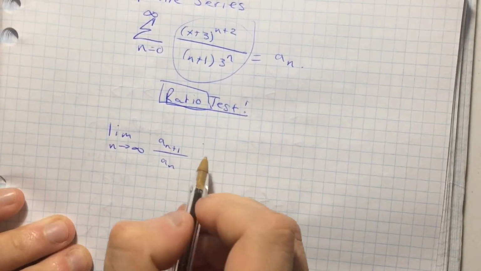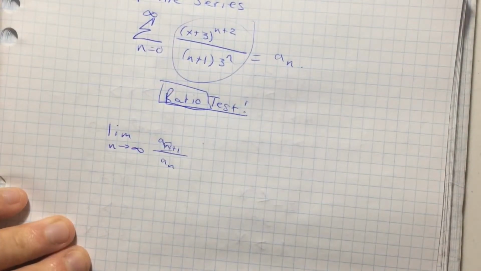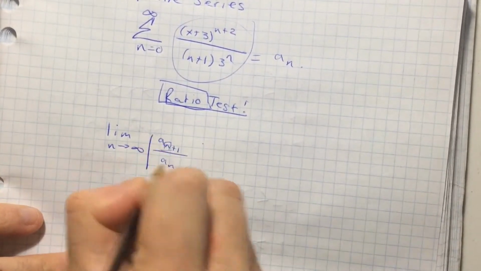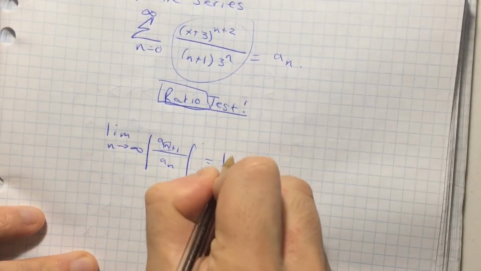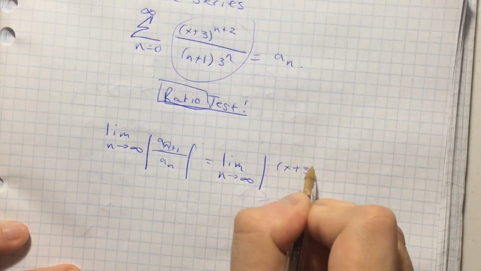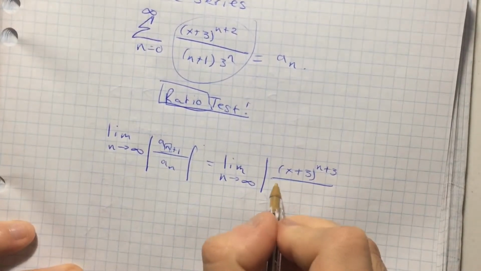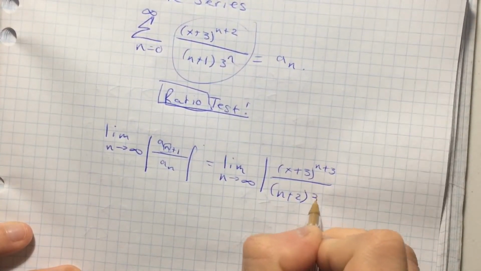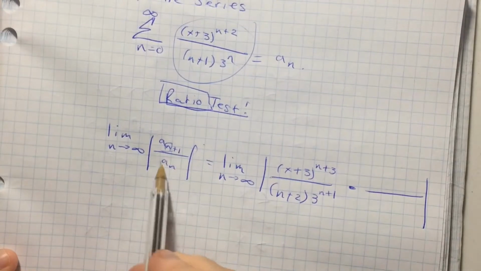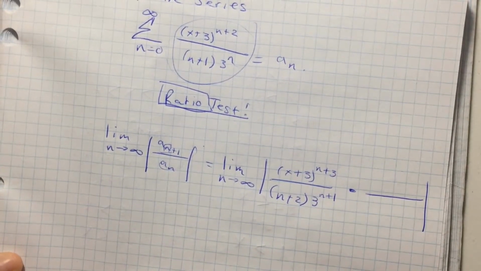Basically the idea is wherever you see an n in the problem, you just add plus 1. So n plus 2 becomes n plus 3. And by the way, I forgot that this is the absolute value. So this is the limit as n approaches infinity of (x plus 3) to the n plus 3 over n plus 2 times 3 to the n plus 1, multiplied by the reciprocal, because a sub n is just this term. If I'm dividing by this, I'm just multiplying by the reciprocal fraction.